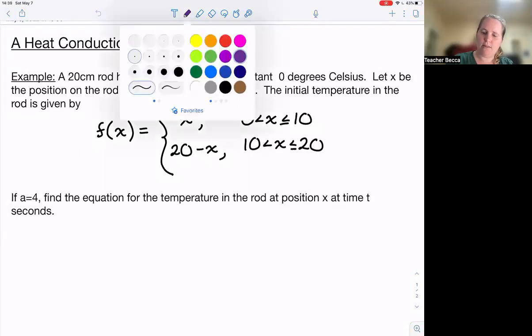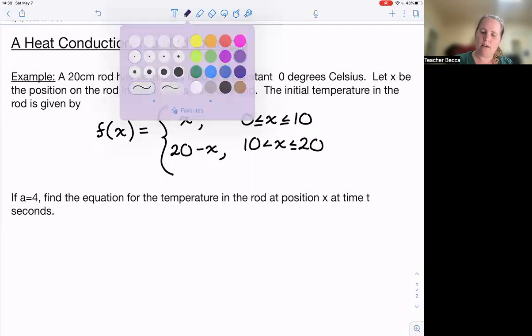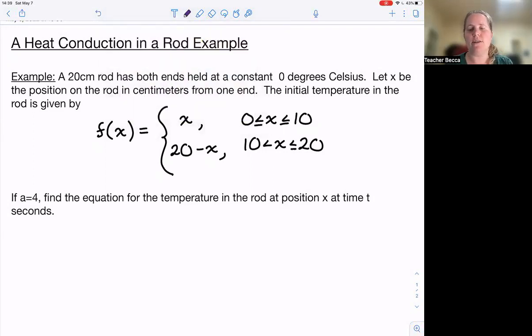That should actually be 0 less than or equal to X less than or equal to 10. And 20 minus X for 10 less than X less than or equal to 20. If A equals 4, find the equation for the temperature in the rod at position X and at time t seconds. So our job here, the first thing we should do is just translate the problem into symbols.